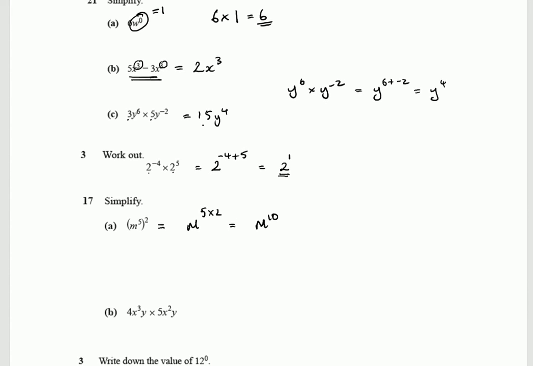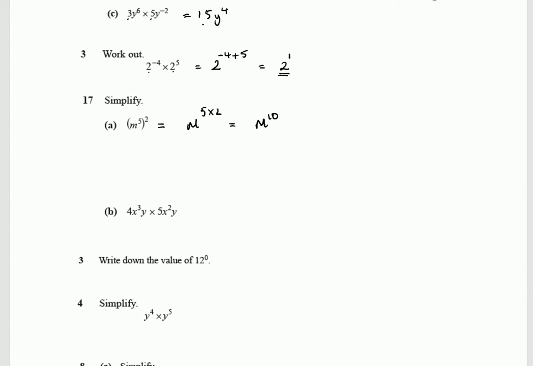So our next question is a slightly bigger version of what we did up here. Once again, I'm going to split things up so that everything that's relevant is being multiplied in each stage. 4 times 5, 20. x cubed times x squared. If I multiply the x's, I add their powers. 3 plus 2 is 5. This is x to the power of 5. Now y times y is y squared. And there's our answer.